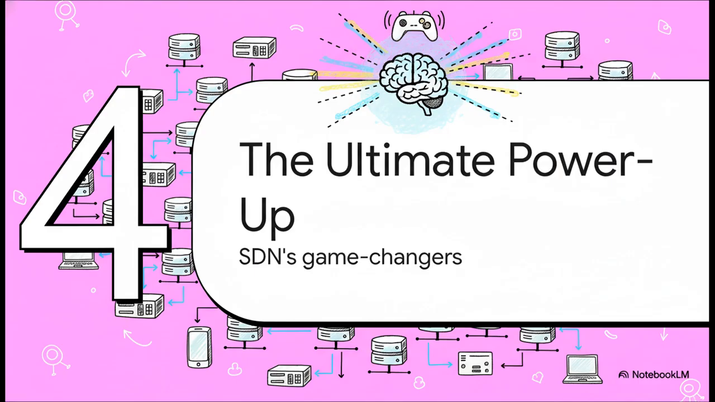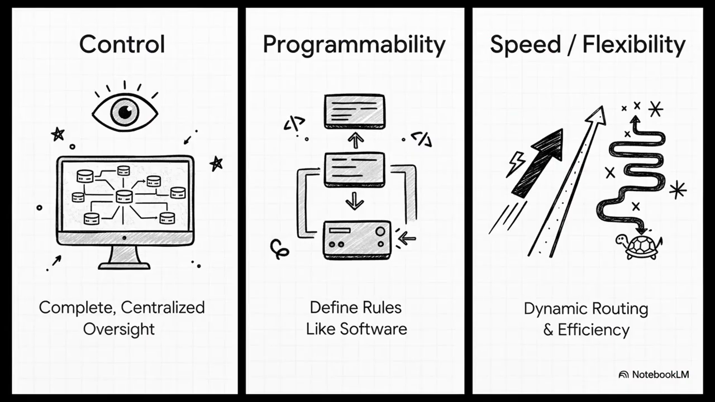Okay, so we've gone through all this trouble to separate the brain from the muscle. So what? Why does this even matter? Well, this new way of doing things unlocks some absolutely incredible, game-changing powers. You basically get 3 new superpowers. 1, centralized control. You can see and manage your entire network from a single screen. 2, and this is the really cool one, is programmability and automation. And 3, you get just insane flexibility and speed to make changes.